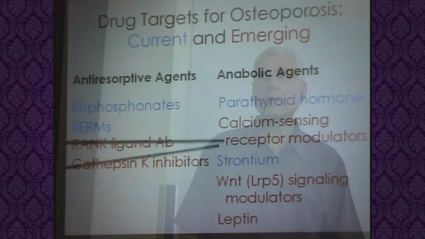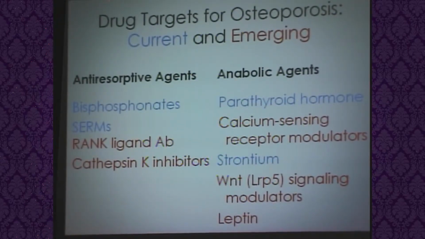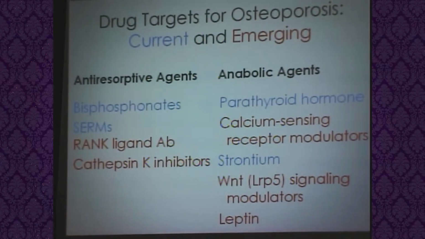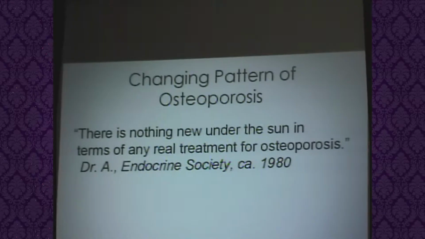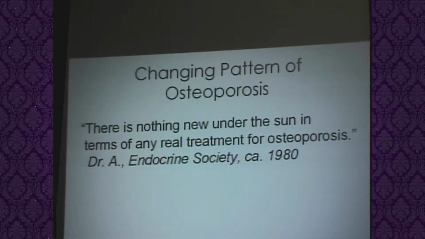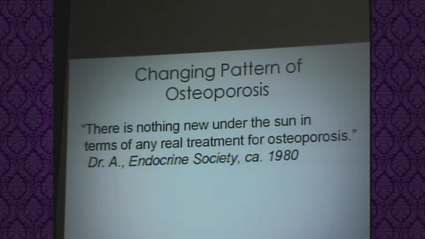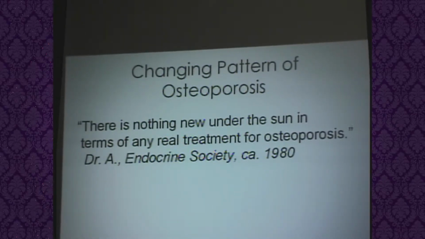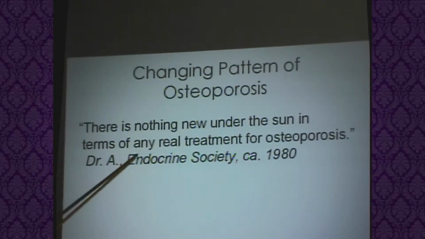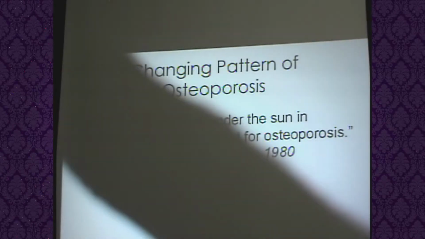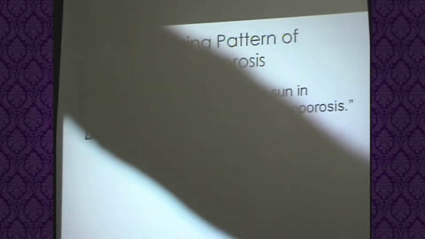So you've got these agents, and you can see how excited I am about some of them, that are changing the way, going back to the title of this talk, of how we define a disease of osteoporosis. And I don't know if Chico remembers a very famous endocrinologist named Gerald Auerbach, who's deceased now, but he's the one who discovered the mechanism of action of parathyroid hormone. But he was asked to give a state-of-the-art discussion on osteoporosis and its treatment at the Endocrine Society in 1980. And he said there's nothing new under the sun in terms of any real treatment for osteoporosis. That was almost 30 years ago, but not very long ago in the general scheme of things, and certainly predated the development of bisphosphonates.